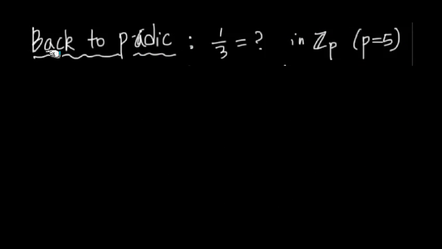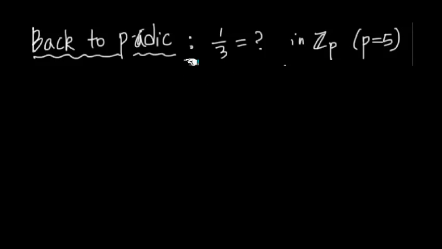I was preparing a little colloquium talk on the P-adic numbers. That's why this is part of a slide I extracted from it, and that's why it says back to P-adic. What we're going to do is divide 1 by 3 in the 5-adic numbers, so in Z_5.